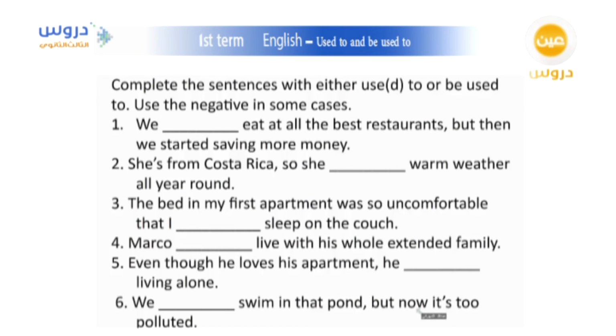Okay, now we will do some exercises, and I hope you will help me with answering these items. So complete the sentences with either used to or be used to. Use the negative in some cases. So who can do number one, please? Who can do number one? Yes, Muhammad, I'm going to give you the pen now, so you can write. You can type here, Muhammad.